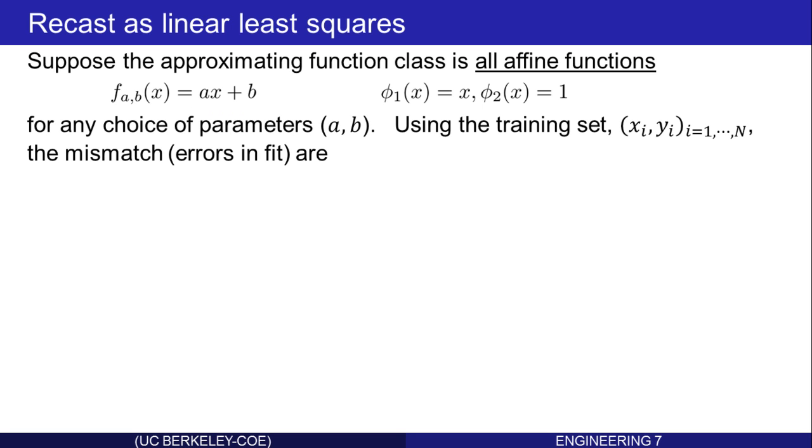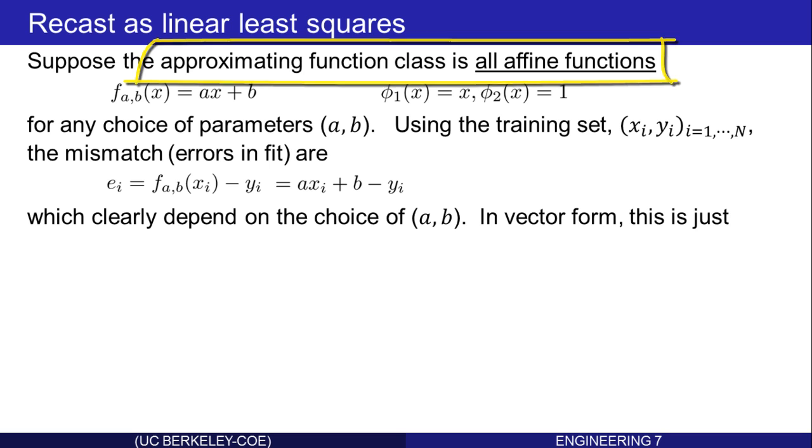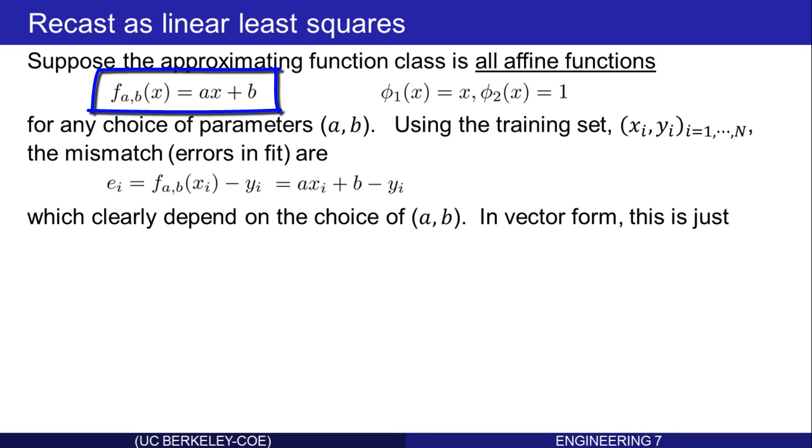Using the n-point training set, the mismatch, or the errors in fit at each point, are the function evaluated at the x-coordinate minus the y-coordinate. Written out, that's just a x_i plus b minus y_i. That's clearly a function of the choice of a and b. Remember that regression is going to choose the best approximating function from this class.